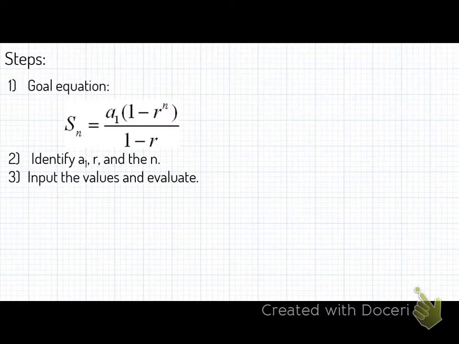Okay, so if you're in the video, here are the steps. You have a goal equation, which is this one. The sum of all the numbers will be equal to the first number times 1 minus the rate to the nth number, all over 1 minus r. Okay? Then you're going to identify a sub 1, the rate, and the n. Then you're going to input the values and evaluate. Okay? Is that good? Yeah. Okay. Cool.